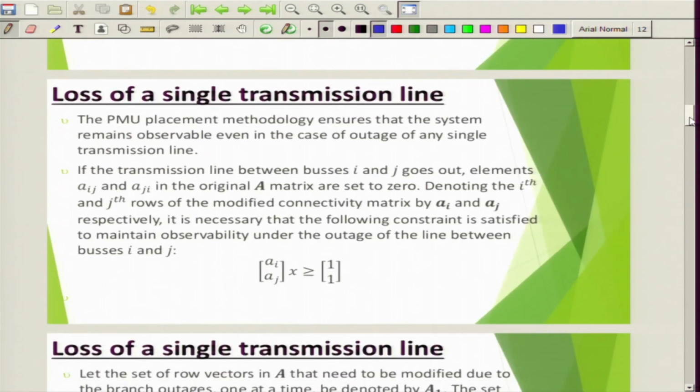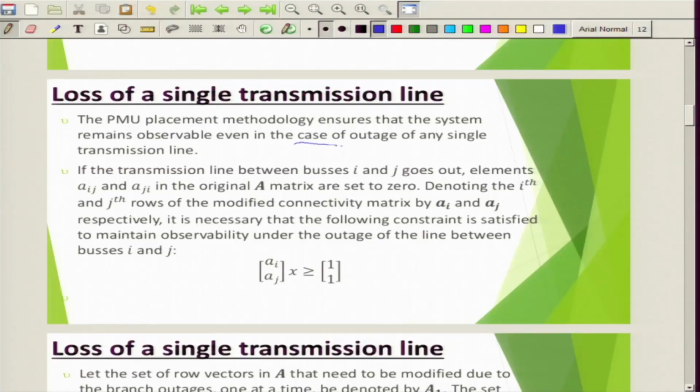So, let us consider some specific case scenarios. You have placed a PMU and it is making the system observable and the cost is also less, but that is not sufficient. You should also take into consideration some unique situations where, let us say, there is a loss of a single transmission line. There are multiple case studies that we would discuss. The first such scenario could be a loss of a single transmission line.